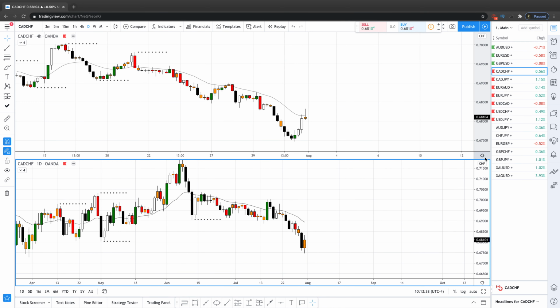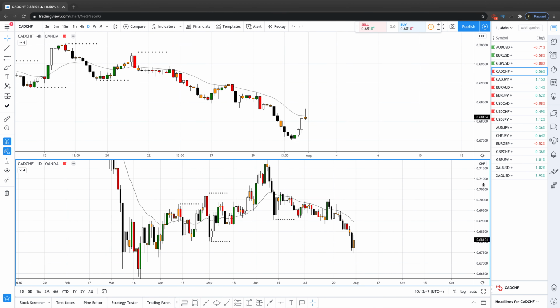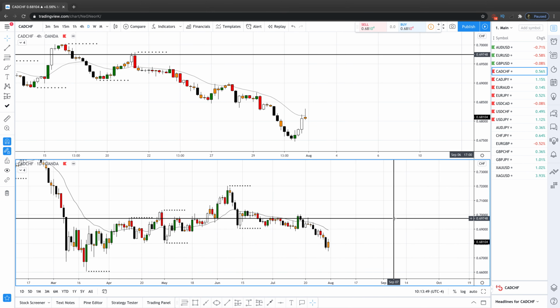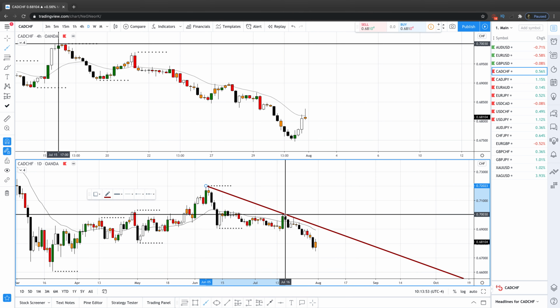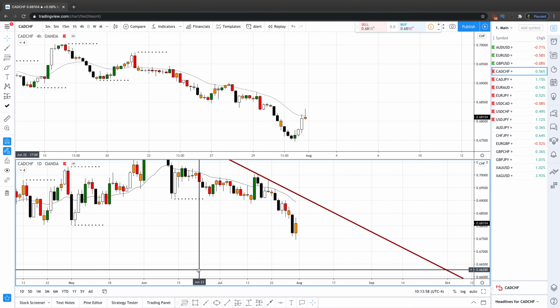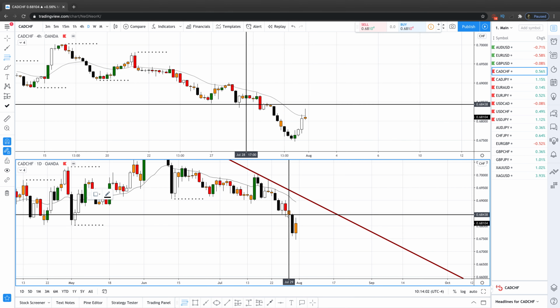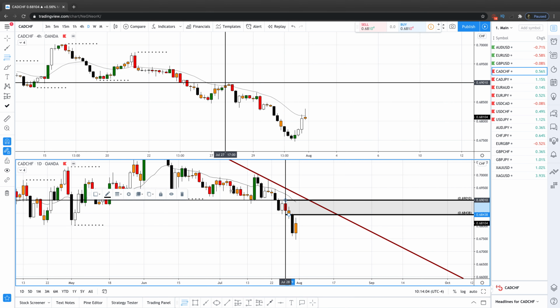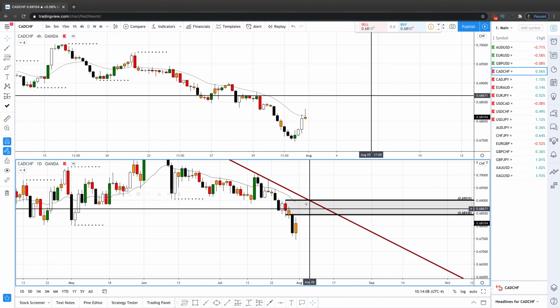CAD Swiss. We'll look at this first. CAD is 4, Swiss is 2. Not the greatest difference, but I am Canadian, and it's definitely not looking great for Canada right now. That's for sure. So we are on a downtrend, obviously. As far as levels go, I don't mind that. Let me just change that color. I don't know where my tools keep going.